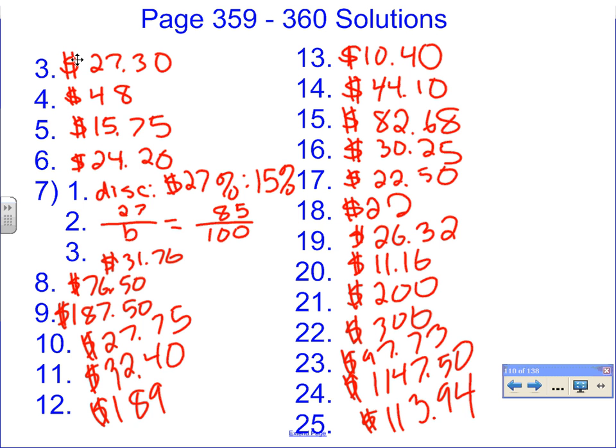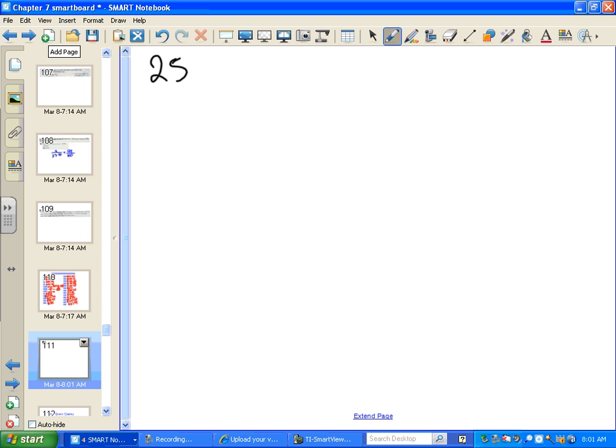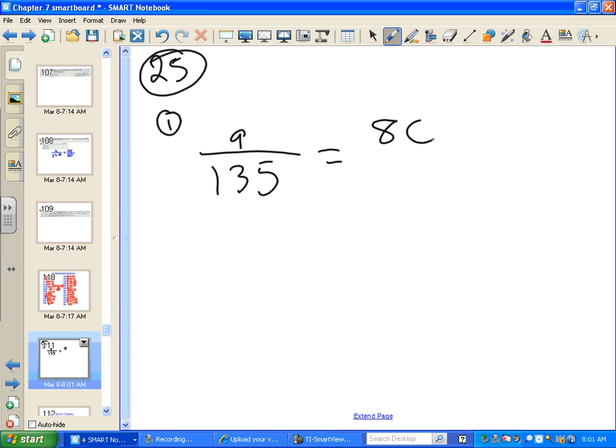Okay, 25, there's 2 things you need to do. So let me write this one on the board. This is one of those problems where they ask you to find the total cost or find the sale price based on what it was with taxes, or vice versa. So the first part of 25 should be A over 135 equals 80 over 100. So that's the first proportion. You get A equals 108.